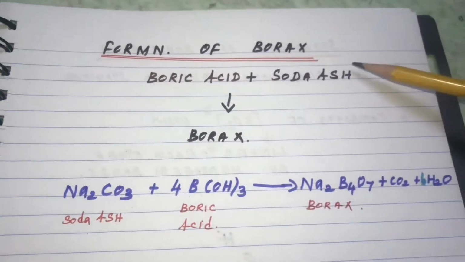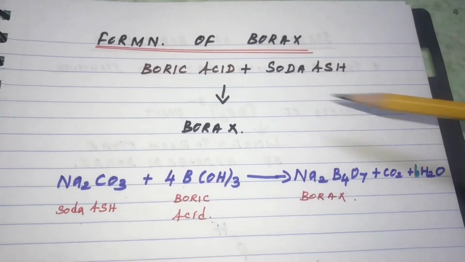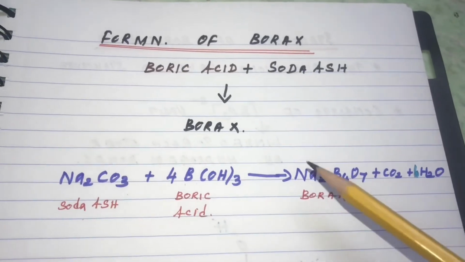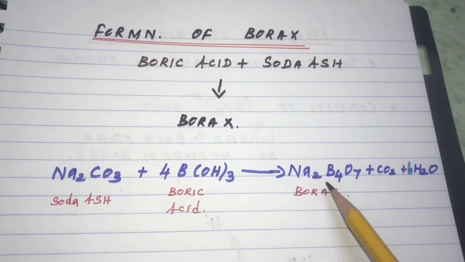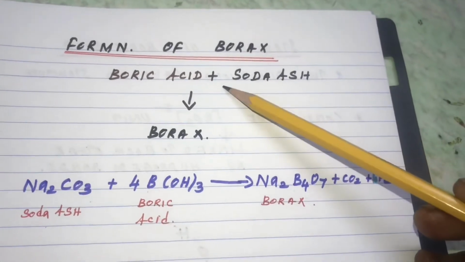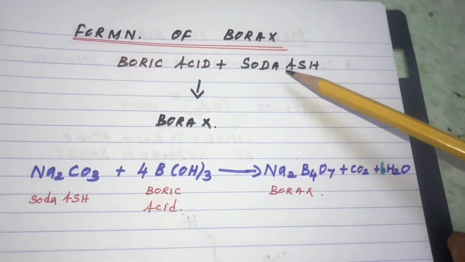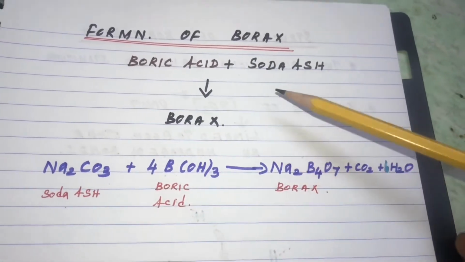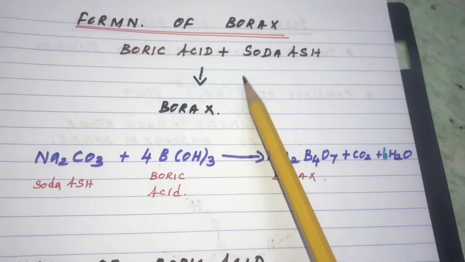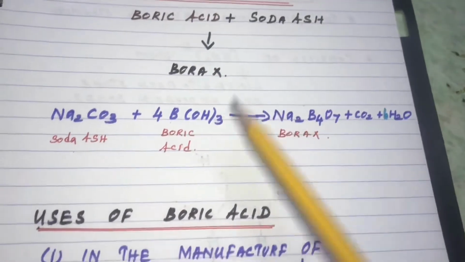Next one is the formation of borax from boric acid. We have prepared boric acid from borax. Here, boric acid gives borax when it reacts with soda ash, that is sodium carbonate. Boric acid, when it reacts with soda ash, forms borax.